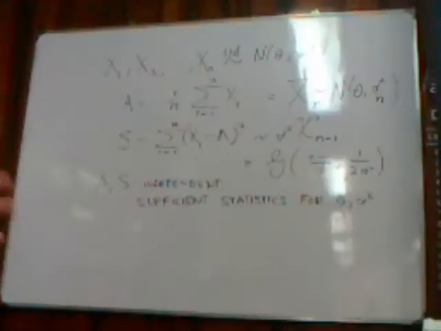It also has a technical meaning. The technical meaning is that if you look at the distribution of the whole data conditional on A and S, this does not involve the unknown parameters. So the implication is that once you have A and S, if you throw away the original data, you can generate new data which has the same distribution as the original data without any difficulty, because the conditional distribution of the whole data given A and S doesn't have any unknown parameters, so you can generate it.